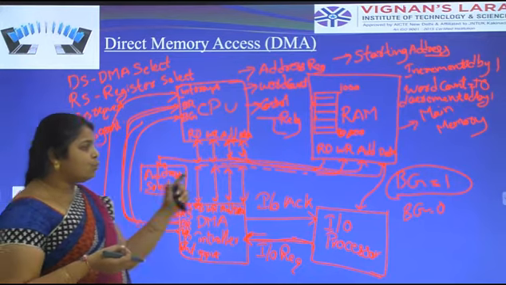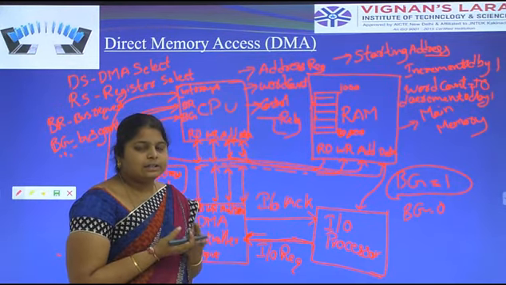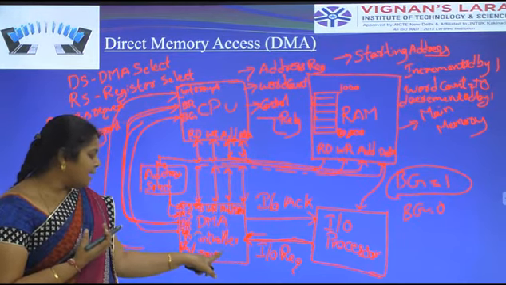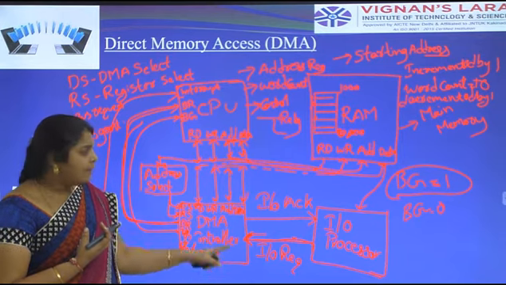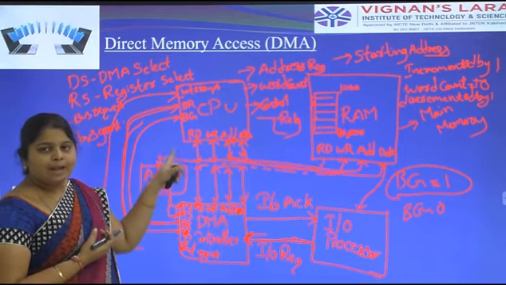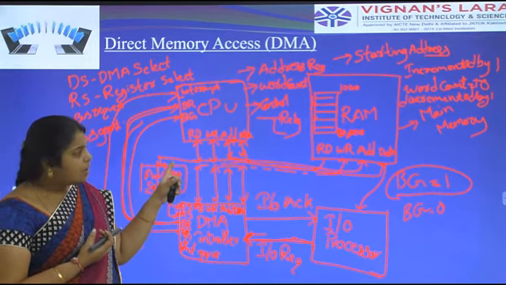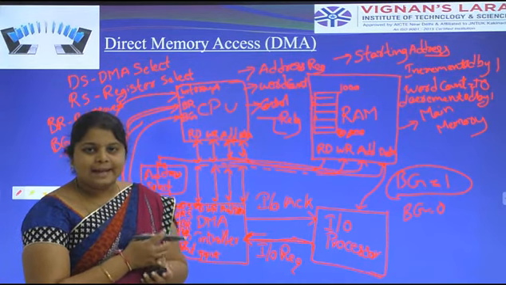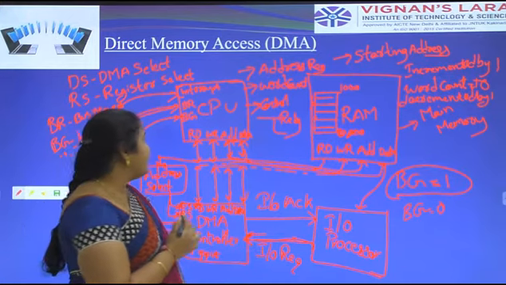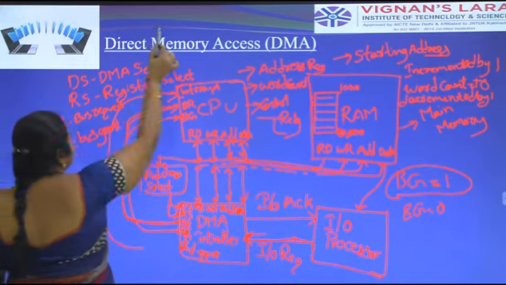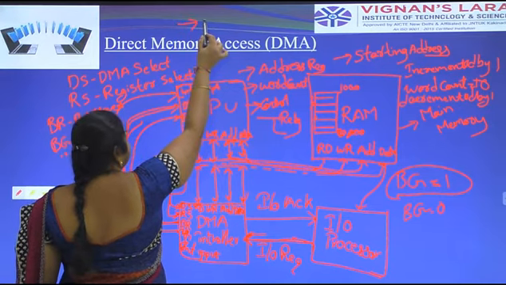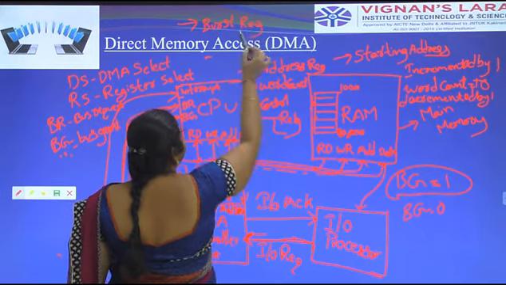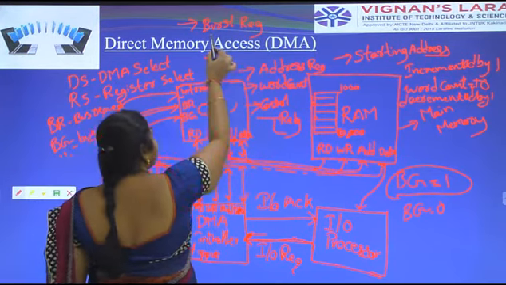Here bus grant equal to 1 means it is granted; it gives permission to the devices. If bus grant equal to 1, the DMA controller will accept the bus. If bus grant equal to 0, the CPU can accept the bus. Also, we have two approaches for transferring data in direct memory access. First one is burst request, and the second one is cycle stealing. These are the two modes of transfer in direct memory access.